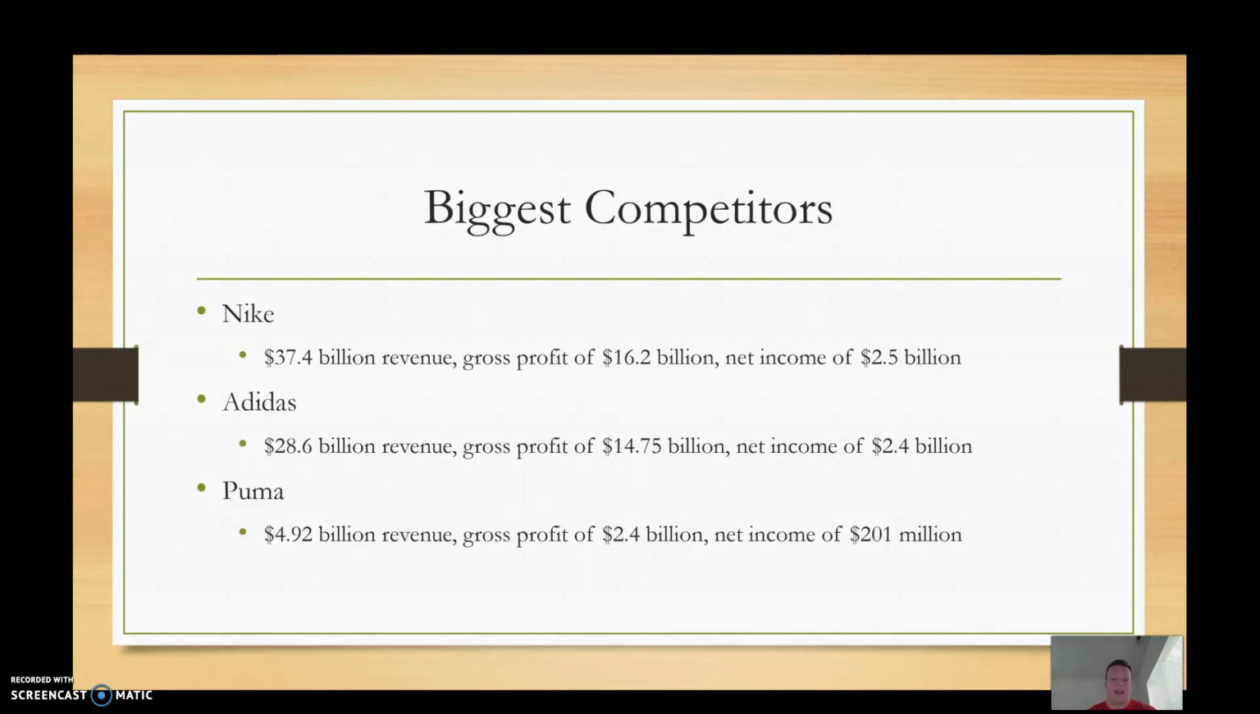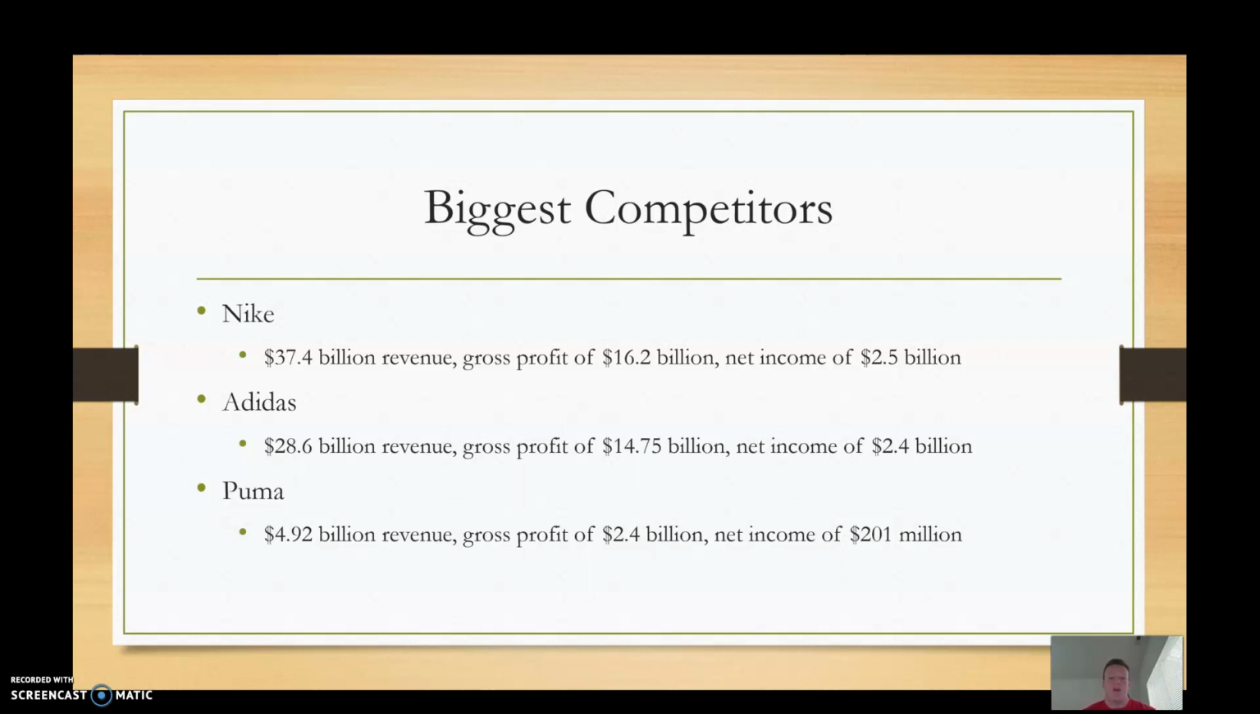So if you compare that to Nike, who has $37.4 billion revenue, gross profit of $16.2 billion, and a net income of $2.5 billion. And then Adidas, while they have about $9 billion less of revenue, they're not far behind the gross profit at $14.75 billion, and actually are just right behind Nike with a $2.4 billion net income, which just speaks to how they can keep costs lower to really grab more of that income from their revenue.